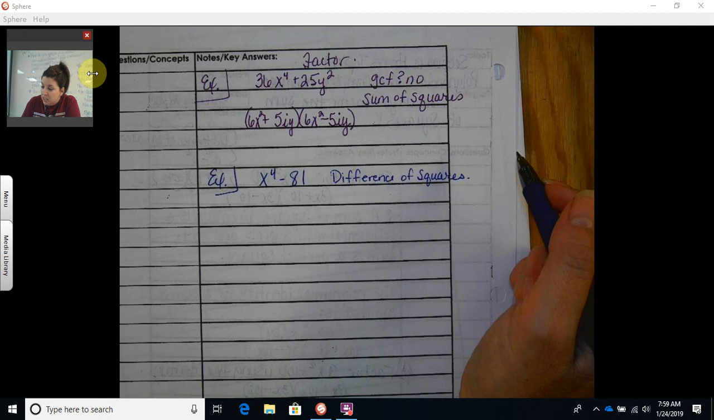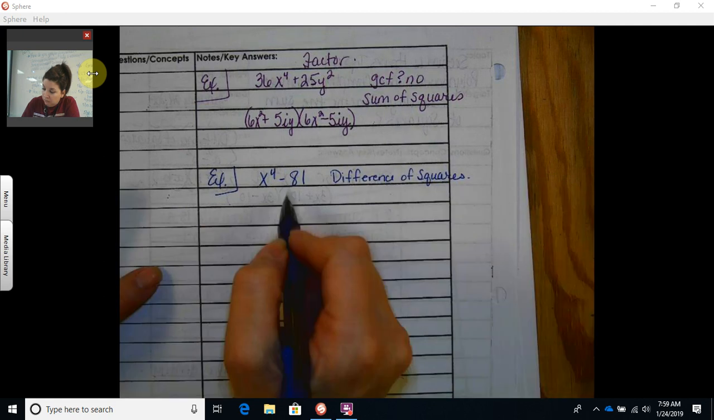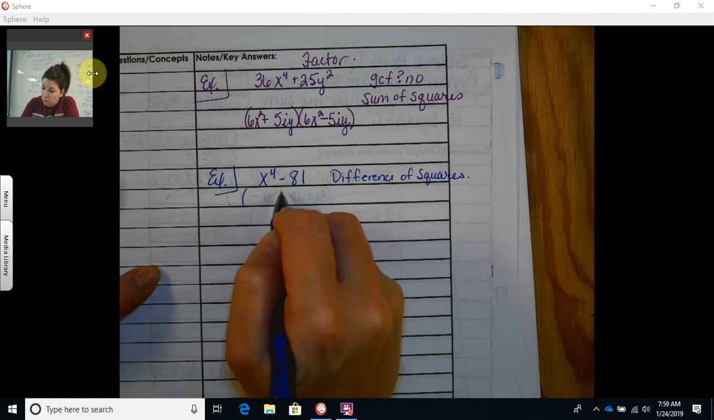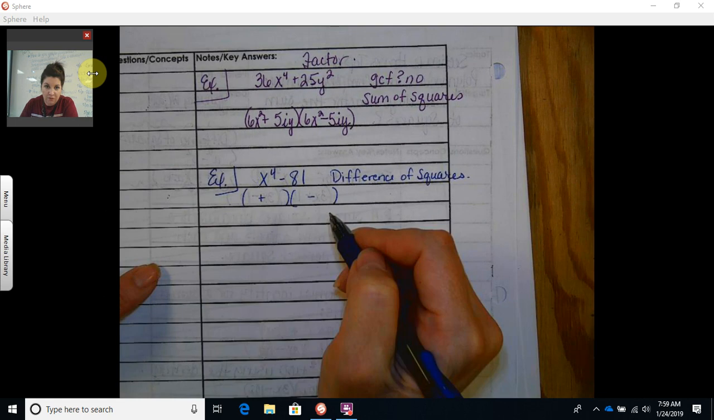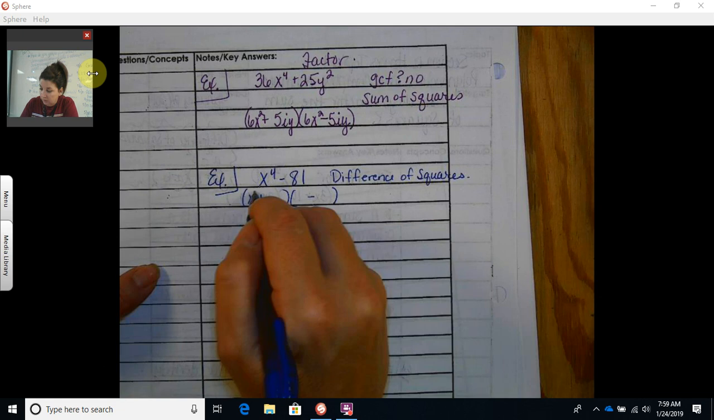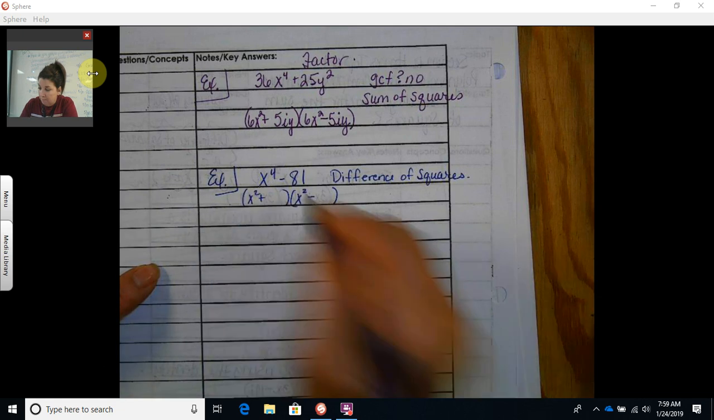So this is a difference of squares. So two sets of parentheses, one gets a plus, one gets a minus. What is the first term in each set? x squared, then what? 9.